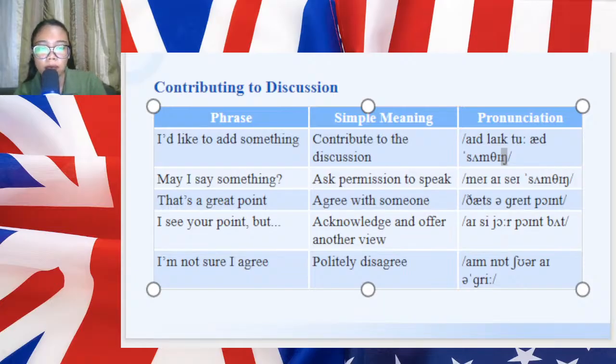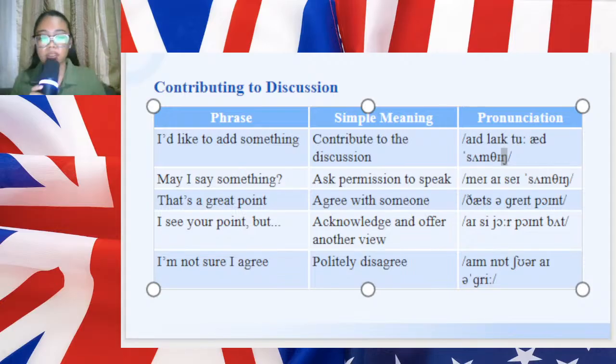Next, "May I say something?" You're asking permission to speak. This is a formal and courteous way to request permission to speak, especially when you want to interject or when the discussion is highly structured. This phrase demonstrates respect for the speaker and the established order of the meeting. It is particularly useful in larger meetings or when you are unsure if it's an appropriate time to speak.